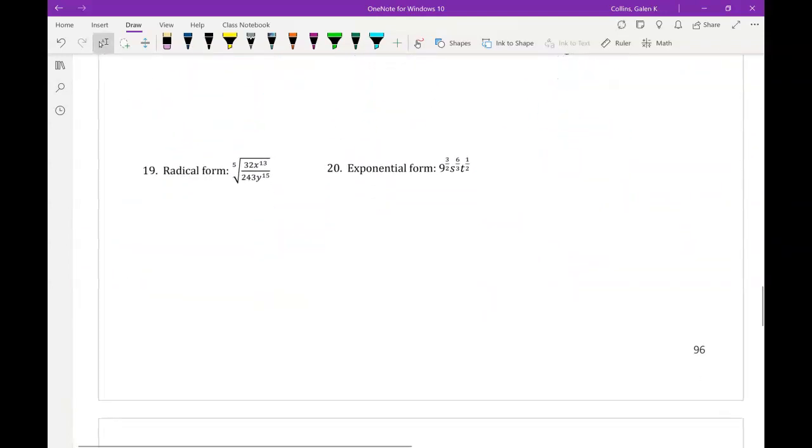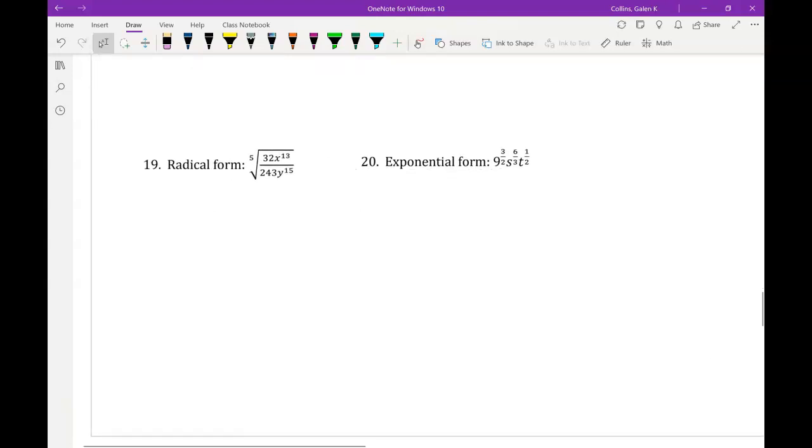Oh, these just keep getting so much more fun. All right, number 19. Oh, yuck. Sorry, I'm really excited about this one. Same thing, I'm going to take my index first.